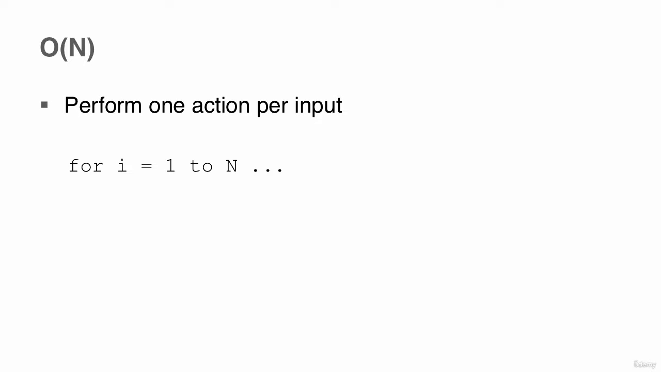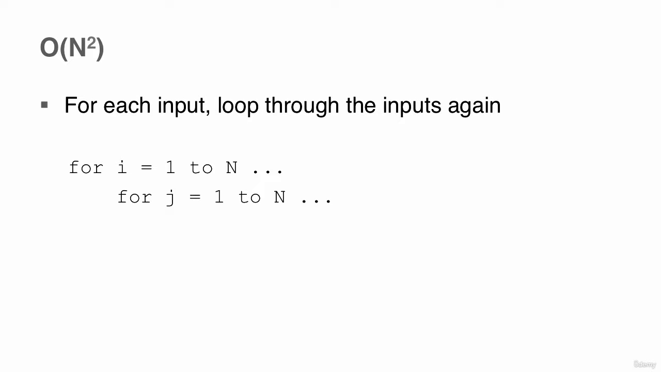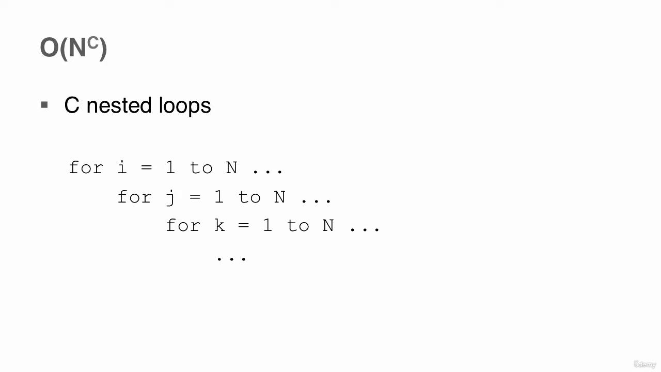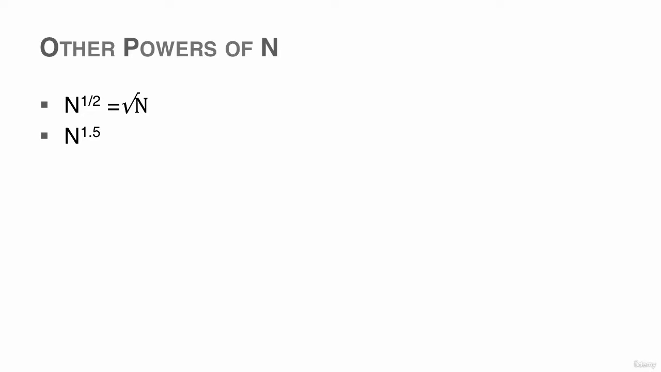For example, if an algorithm loops through an array of n numbers to find the largest, it has order n behavior. An order n squared algorithm might loop through the inputs and, for each input, perform another loop through the inputs. More generally, an order n to the c algorithm for some constant c usually contains c loops nested inside each other. Some of the more exotic algorithms use other powers of n.